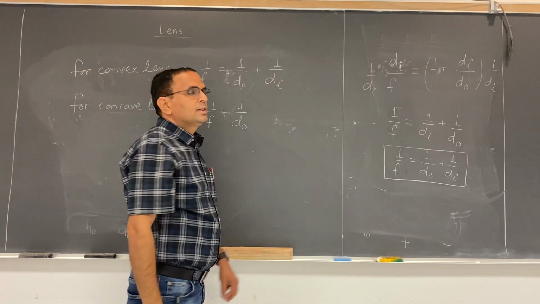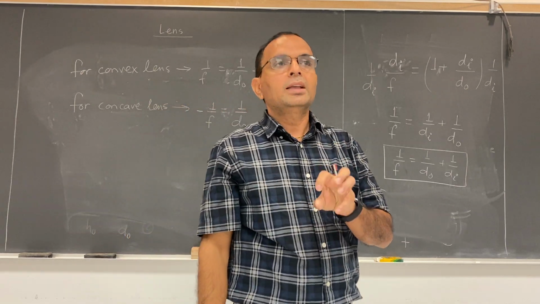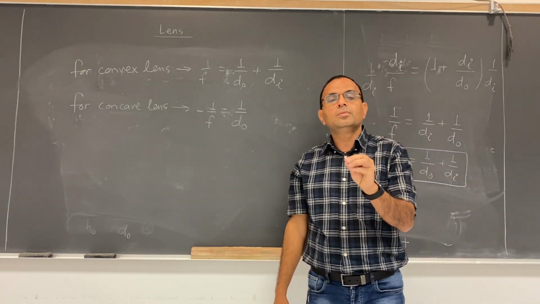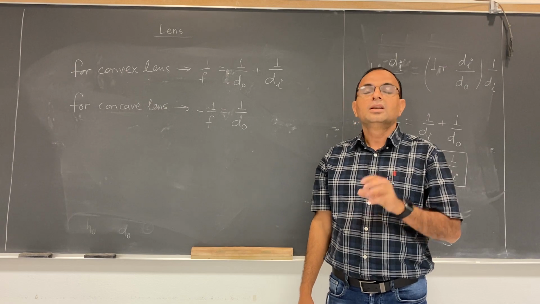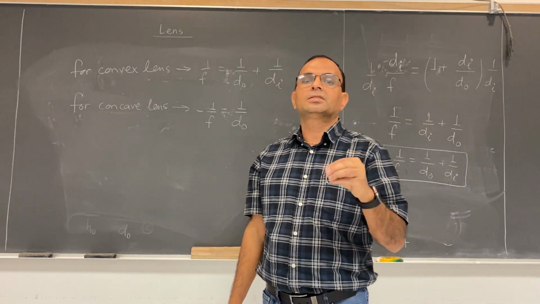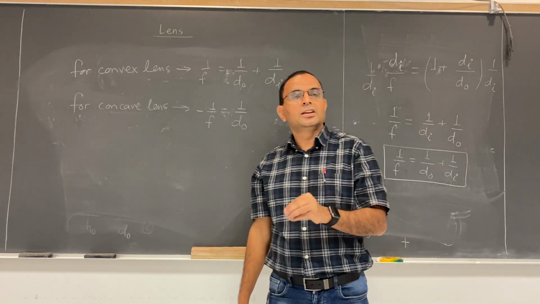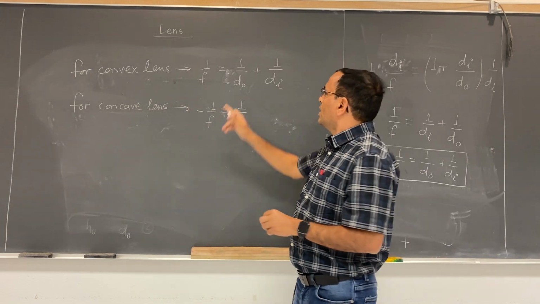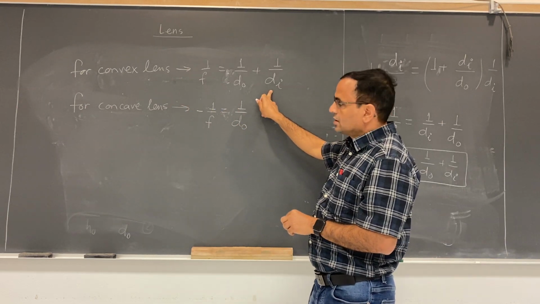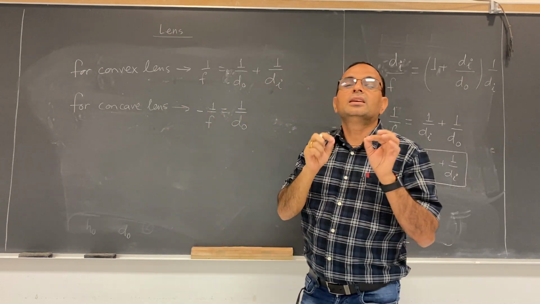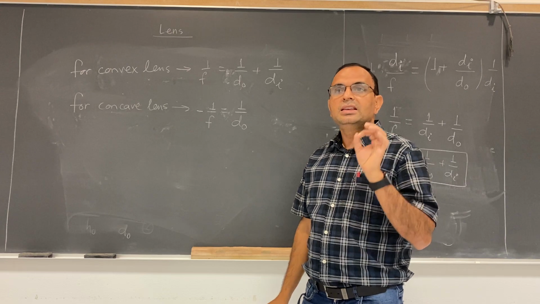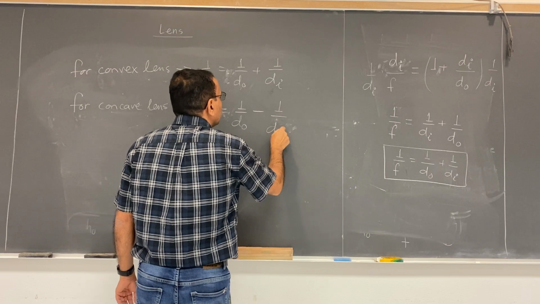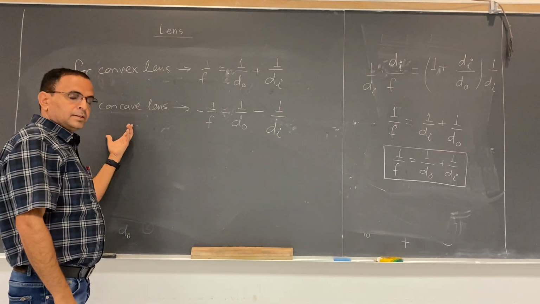Look, this is the image distance. The image formed by a concave lens is a virtual image, and the image distance for a virtual image is negative. That is our sign convention. If you have a real image, the image distance is positive. Convex lens makes a real image. That is why you have a positive image distance. Concave lens makes a virtual image. That is why the image distance is negative. So you have to write down minus here, 1 over di. This is for the concave lens.